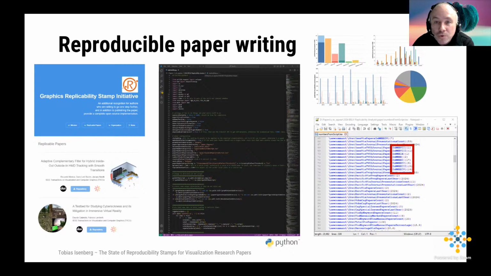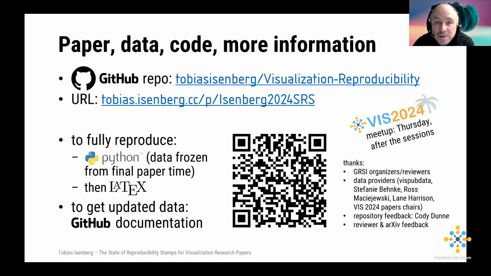So to wrap up, the paper is available. There's a GitHub repository to fully reproduce it, run the Python code, then run LaTeX. And that gives you the data as of publication time. And if you want to get updated data, there's documentation on GitHub. Go to the link. Thanks to various people.